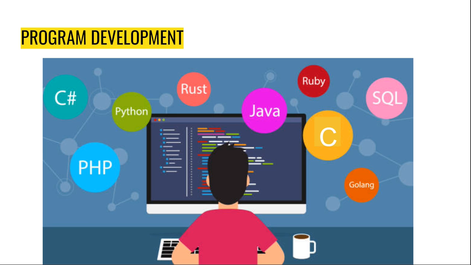The next step is the program development. In this step, the input is taken from the previous step, that is program design. It can be an algorithm or a flowchart or pseudocode, and it is converted to proper code. For that, it uses any one of the programming languages like C, C++, Python, etc.